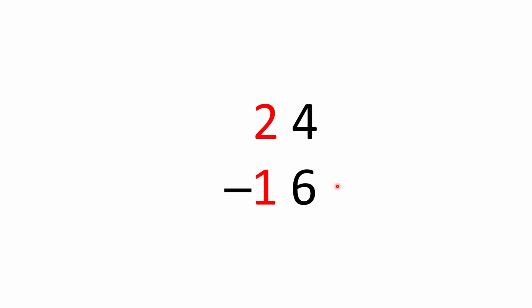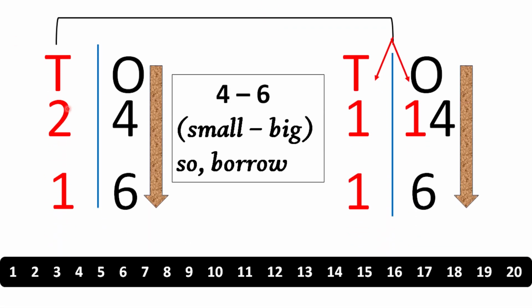24 minus 16. Now this is going to be very important, something new we are going to introduce. Next we have 2 tens and 4 units minus 1 ten, 6 units. Again the arrow means top minus bottom.